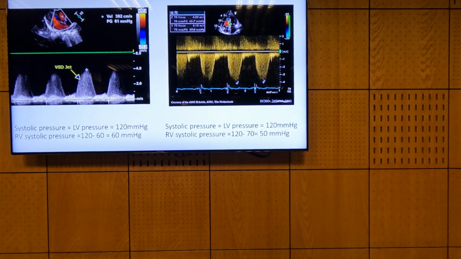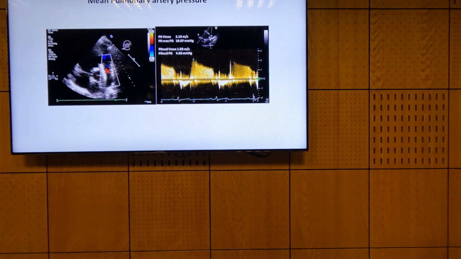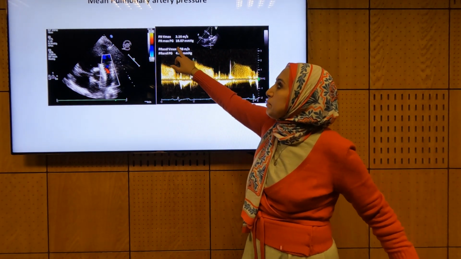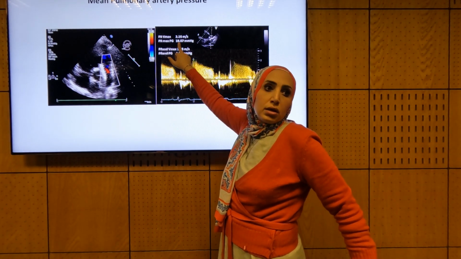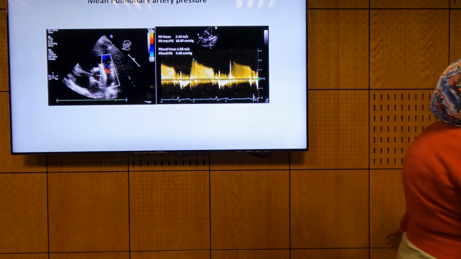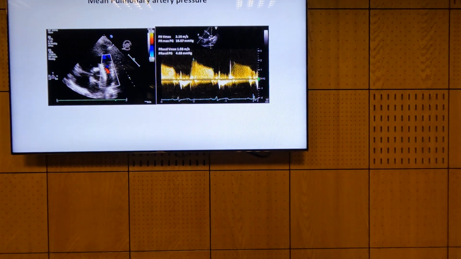Okay. For the mean pulmonary artery pressure, we just measure the pulmonary incompetence and we take the maximum. So here the mean pulmonary artery pressure is around 18, which is acceptable. If it's less than 20, this mean pulmonary artery pressure is acceptable.